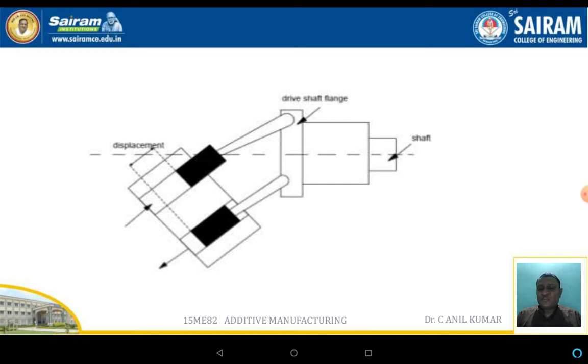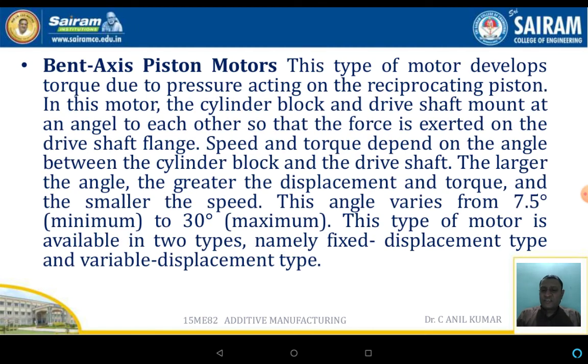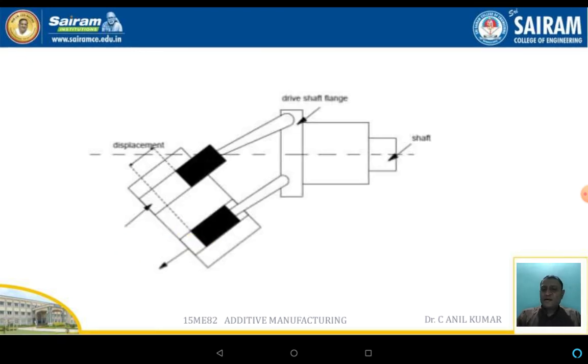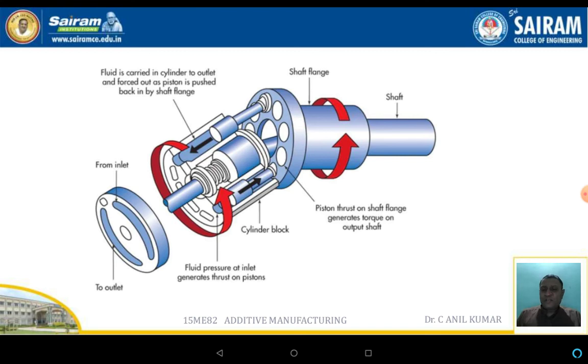This slide shows the bent axis motor. The bent axis motor consists of two things, one is the piston reciprocating chamber and the other is the shaft. If it is bent at a small angle of 7.5 degrees, the torque will be very low. If the angle is more, the torque will be a little more. The same thing has been discussed in this slide. The pictorial view of the bent axis motor is shown in this slide.